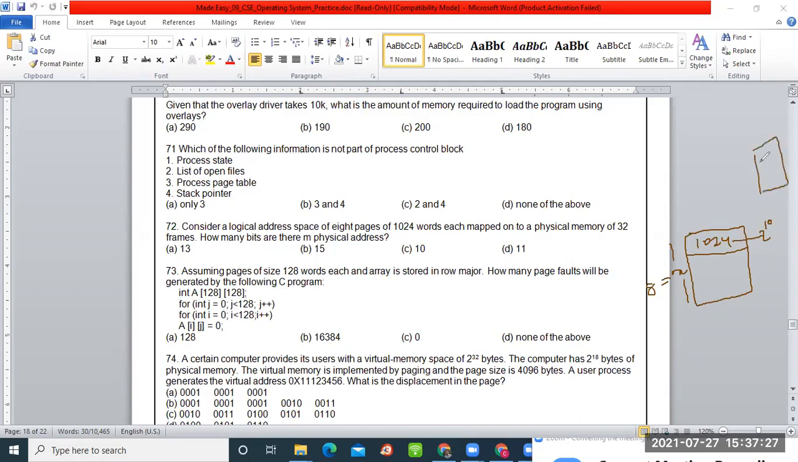Total 32 frames are there. Then the number of bits M for a physical address: now what will be the number of bits M for the physical address? How many bits are we using for this physical addressing?